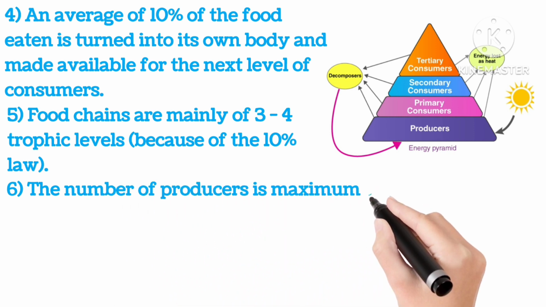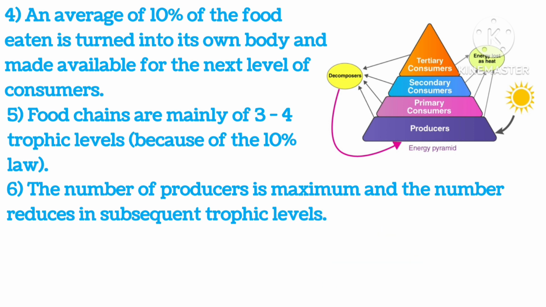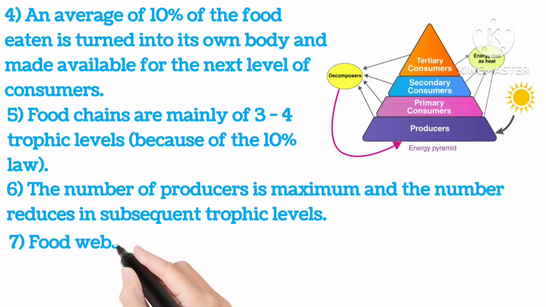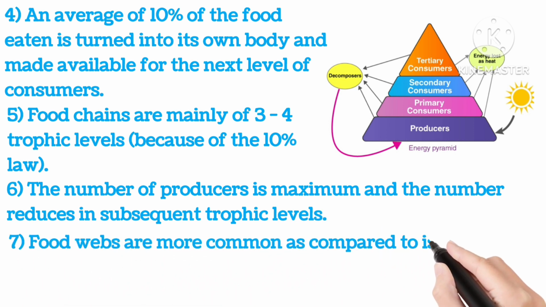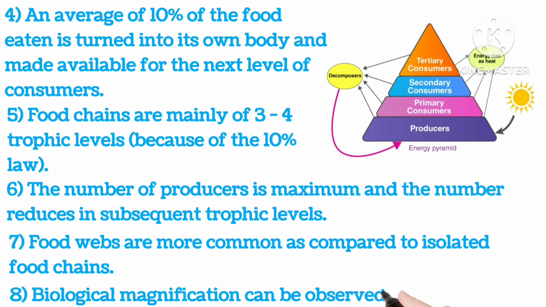The number of producers is maximum and the number reduces in subsequent trophic levels. Food webs are more common as compared to isolated food chains. Biological magnification can be observed.